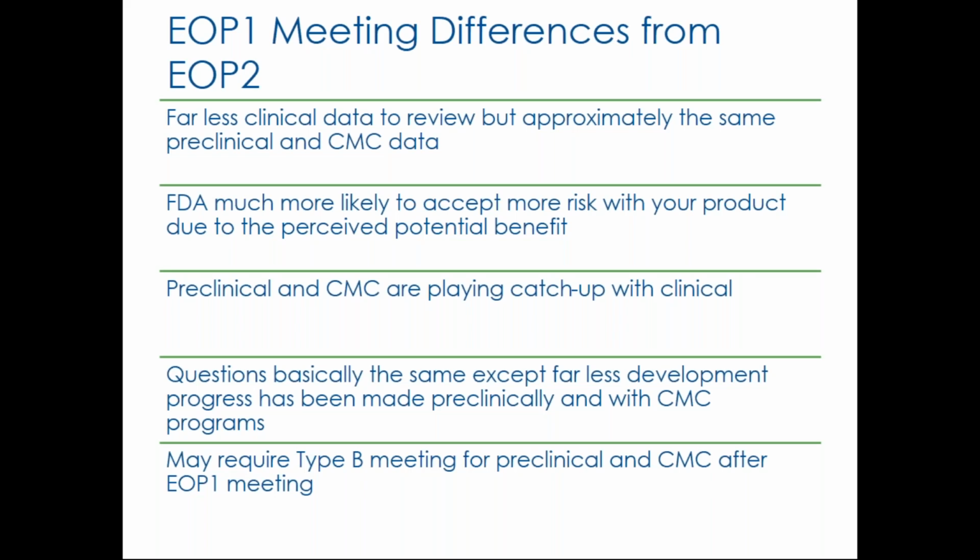The differences consequently between the end of phase 1 meeting and the end of phase 2 is that clinical is moving so quickly that preclinical and CMC data lag behind and are playing catch up with clinical. The FDA is more likely to accept more risk with the products that are targeted for life-threatening and serious diseases, but the questions basically are the same. You have to get the FDA to be comfortable with the safety clinically, preclinically, and CMC for these programs. And since clinical is moving so quickly, it may require you to request another Type B meeting for preclinical and CMC discussions after the end of phase 1 meeting.